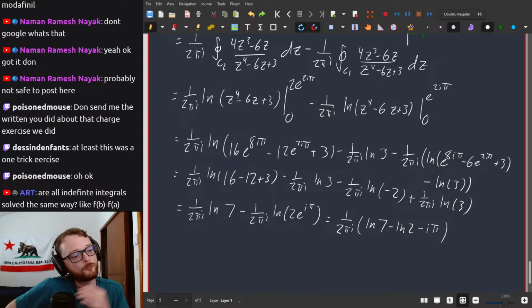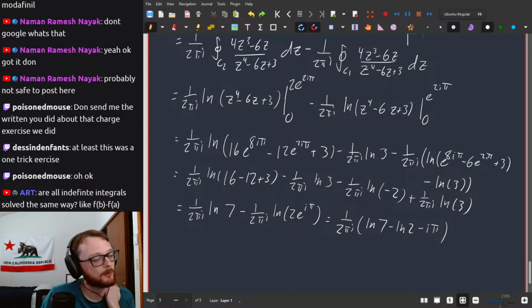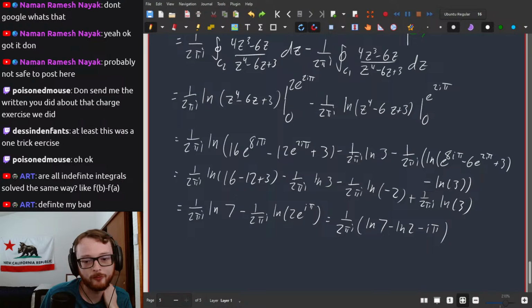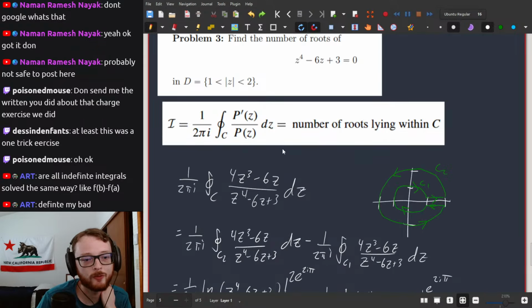Indefinite integrals don't have a or b. Indefinite integrals look like f of x plus a constant. Definite integrals are solved like that, though, Art. I think I made a mistake somewhere because this answer looks a little bit nonsense right now. I think I have the right trick, just not the right application.